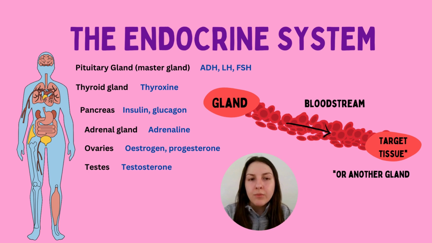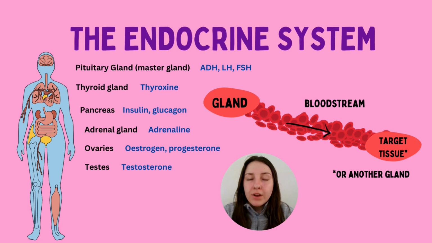And I thought this diagram would be quite helpful because it highlights what I was trying to say. We have the glands, all of those in black. So the pituitary gland, the thyroid gland, the pancreas, adrenal gland, ovaries and testes. All of these will release a hormone directly into the bloodstream, and this will travel to a target tissue. That target tissue could be the heart, it could be the muscle, it could be the liver. For example, the pancreas produces insulin, which acts on the liver.